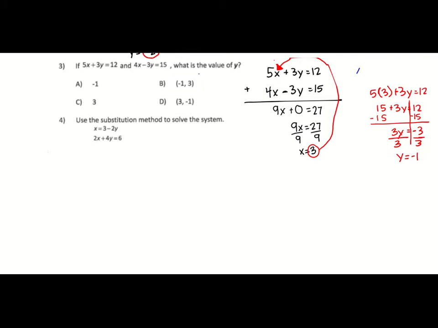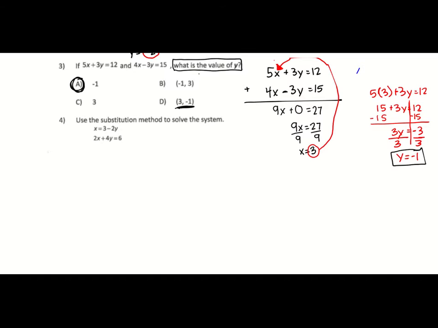Okay, so if I go back and look at the question, it is asking me what is the value of y. So I have to be careful here that I'm actually answering what the question is asking, because if you just saw 3 and negative 1, you might have chosen D as your answer, but it's just asking for the value of y. And our value of y in this case is negative 1. So our answer is actually A.